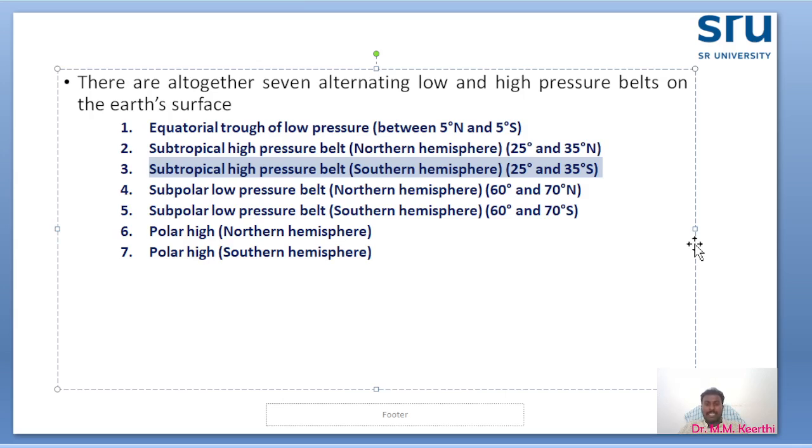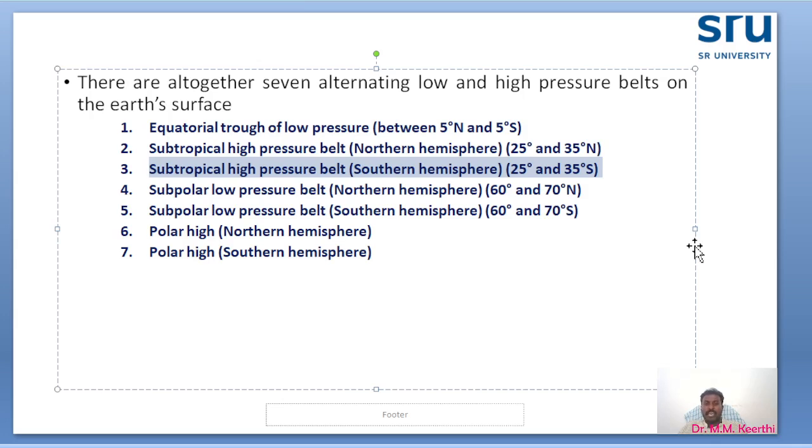High pressure in the northern hemisphere is at 25 to 35 degrees north. Low pressure in the northern hemisphere is at 60 to 70 degrees north. In the same way, high pressure is at 25 to 35 degrees in the southern hemisphere, and low pressure in the southern hemisphere is around 60 to 75 degrees south, based on this latitude.